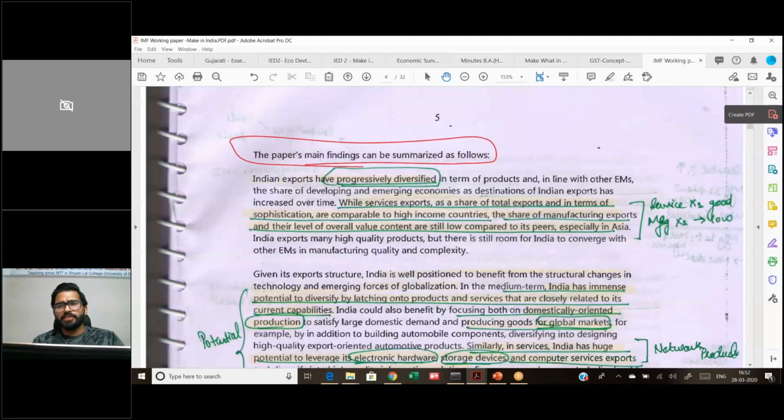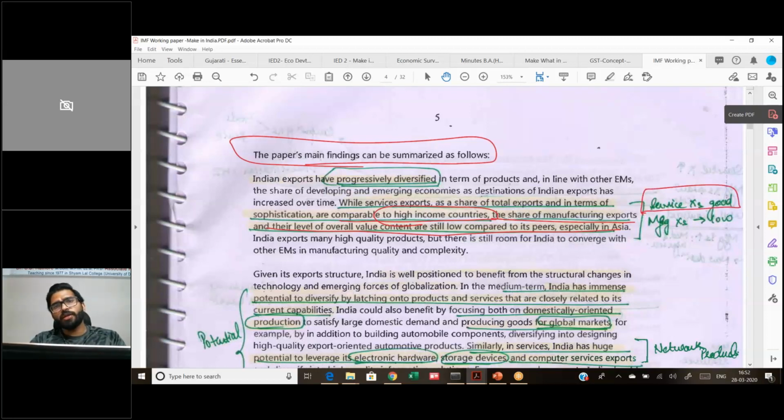While in services we have diversified a lot as compared to higher incomes, in our share of manufacturing exports, we have not been able to diversify much, in terms of the sophistication and the quality of products. We will eventually see, this is the summary, that we are doing well in our services exports.